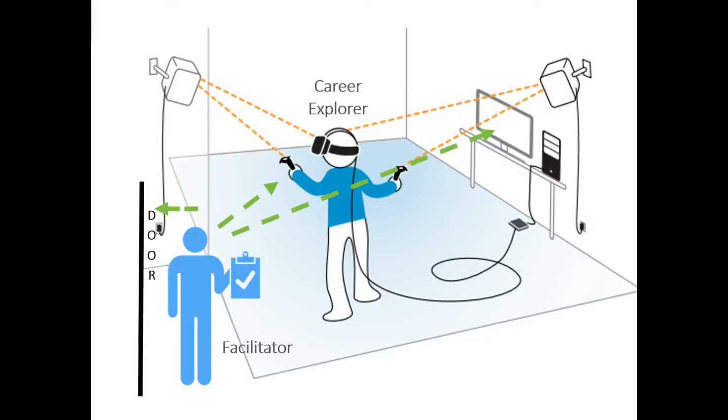You need to be outside of the play area so that the Career Explorer knows that they will not bump into you. It is also helpful if you can be near the door so you can intercept any interruptions, but also somewhere where you can sidestep quickly if you need to get out of the Career Explorer's way while they are moving.